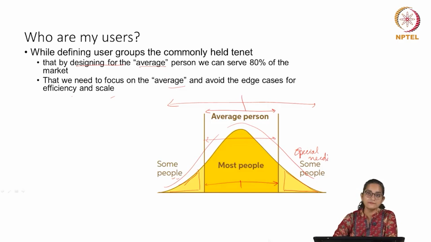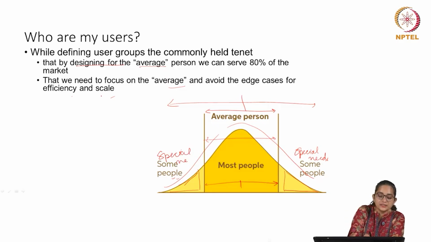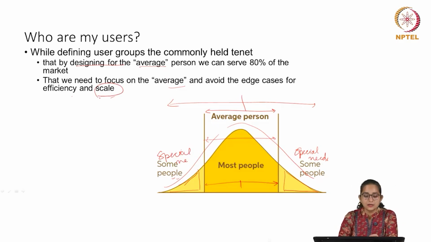These edge cases will have special needs, and in order to cater to those special needs, the scalability of the solution might get affected. So when we say scalability, maybe we are talking about mass production, maybe we are talking of mass dissemination of some plugin or some update or something, right? So then whatever, if something needs to be customized or tailored, it is common understanding that it will affect the scale and the efficiency of production or dissemination or manufacturing, right? So it is always ideal to design or focus for the average person.